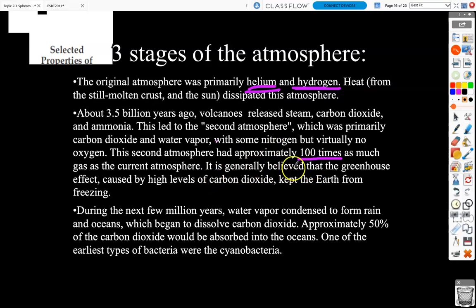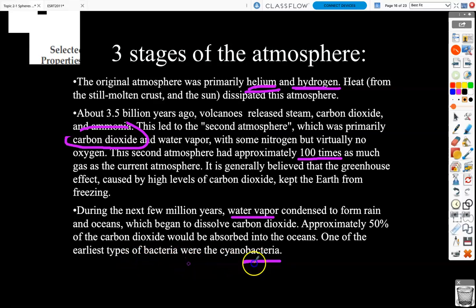It says here, they believe that the greenhouse effect, right? CO2 is a major greenhouse gas. You know that. That's going to cause our temperatures to really increase. And then it says during the next few million years, water vapor condensed to form rain in oceans, which began to dissolve that CO2. 50% of the CO2 would then get absorbed into the oceans. One of the earliest types of bacteria were cyanobacteria. So these bacteria, like a plant, are going to use that carbon dioxide to produce oxygen.